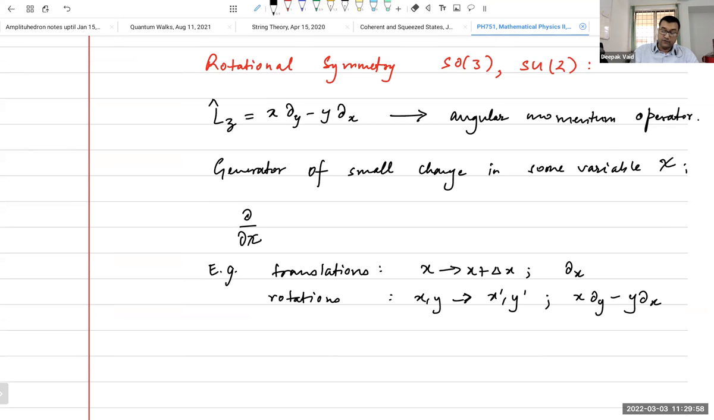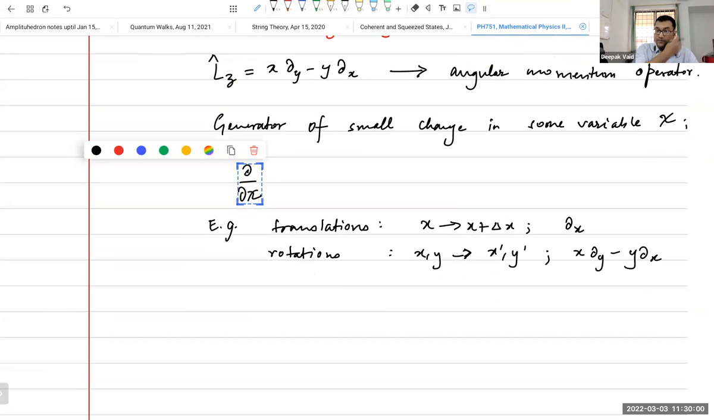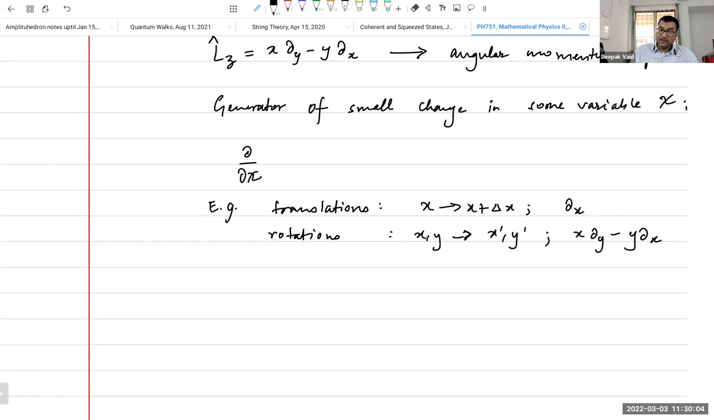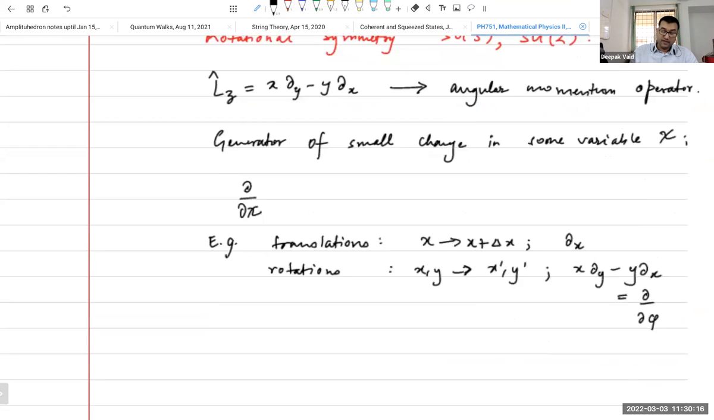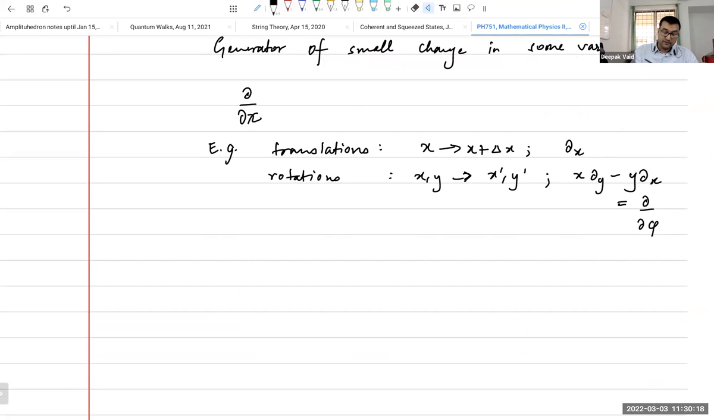It doesn't have this kind of form, right? At least it doesn't appear to have this kind of form. But you can show that this is equal to d by d phi. What is phi? Phi is the angular coordinate, which describes rotations around the z-axis.